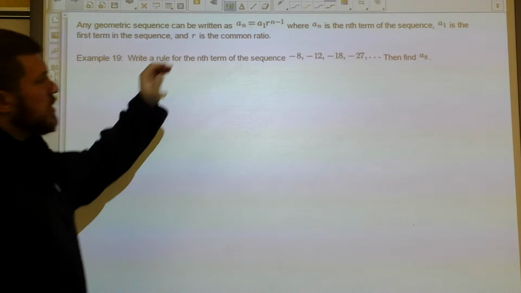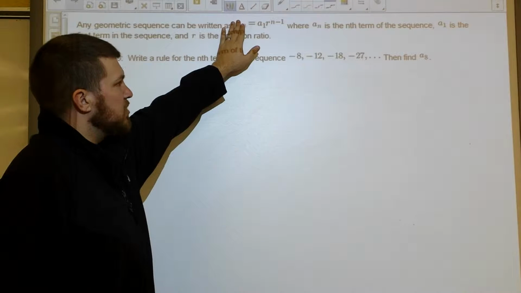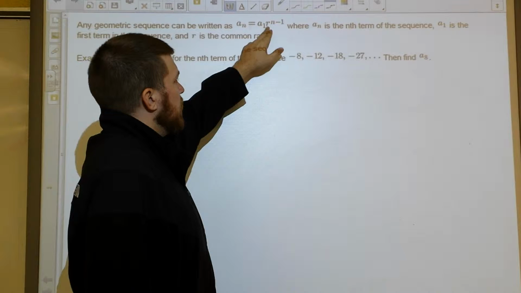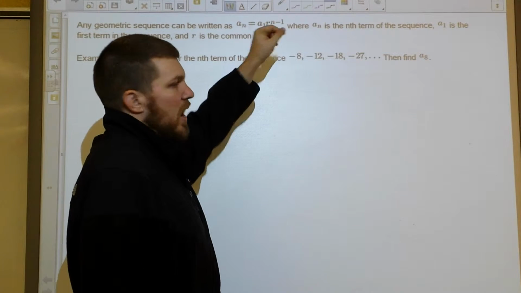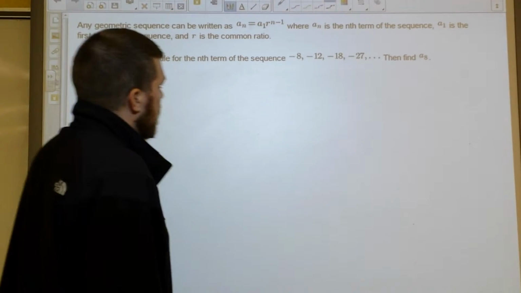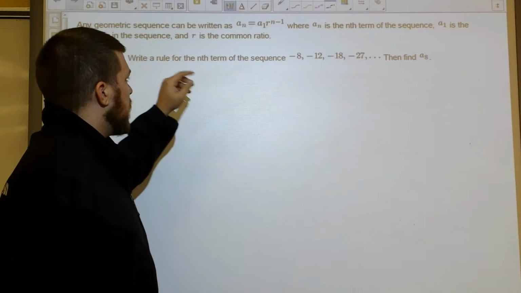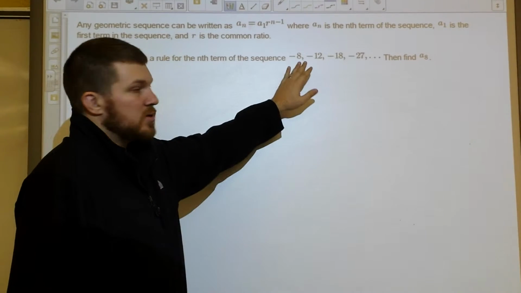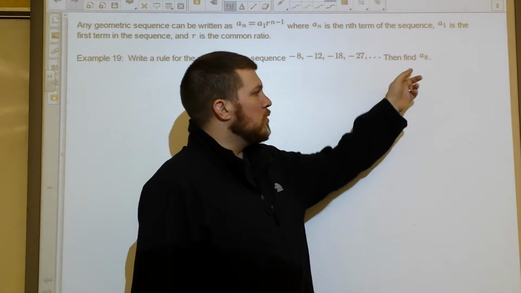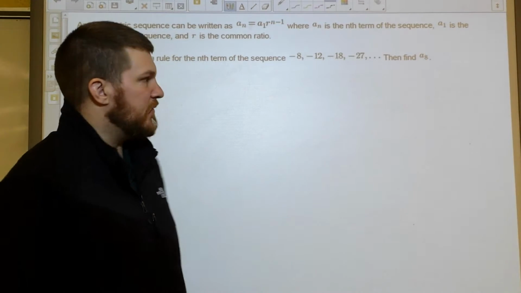And here's that rule I was talking about for geometric sequence. The nth position of any geometric sequence can be given by the equation if you know the first position, the common ratio, and whatever position you're in, say the first position, the 10th position, etc. So that's going to be your n. So here in this example 19, we're going to write a rule for the nth term of the sequence. So this is a geometric sequence. And then once we have that rule, we want to go back and find who lives in the 8th position, or I like to call it the 8th house.